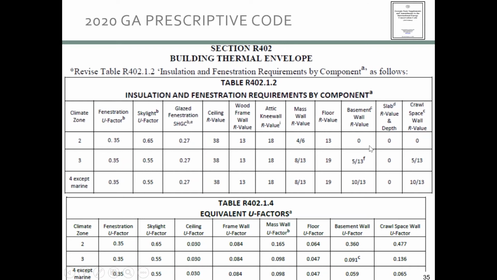And then basement walls, again, the equivalent basement wall U factor is 0.091. Same for crawl space walls over here. So in essence, when you do a UA trade-off, the house you're proposing to build is compared against a house that's built exactly to the line, to this line across here.